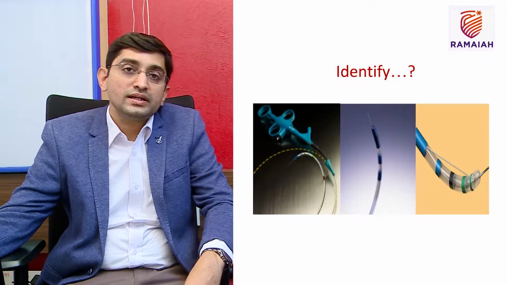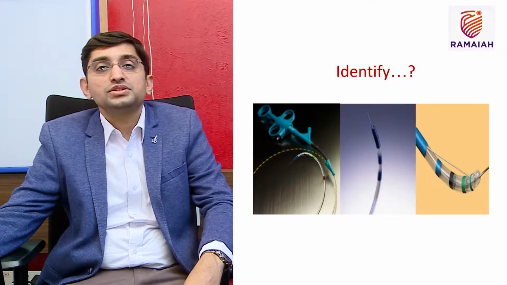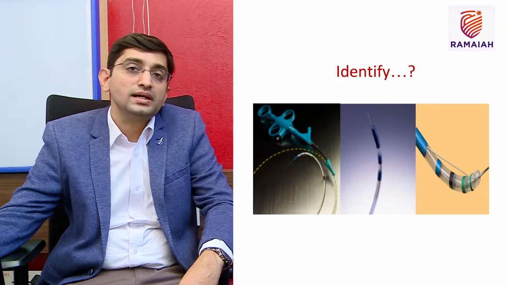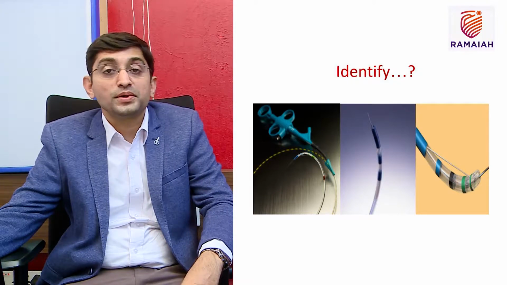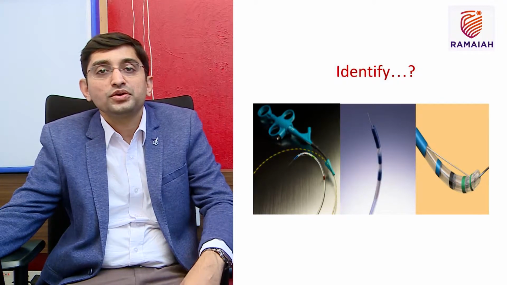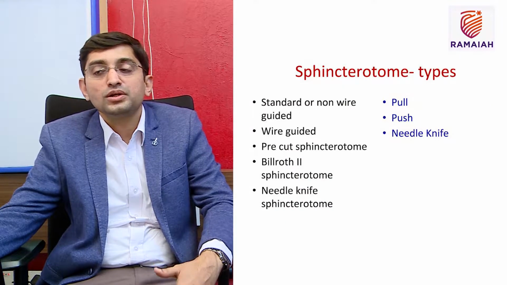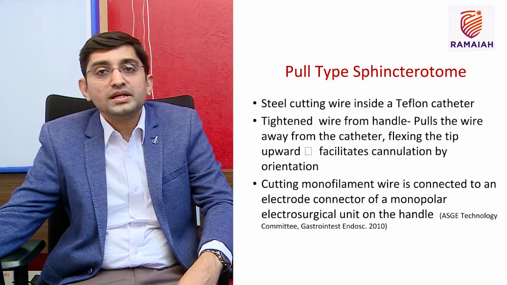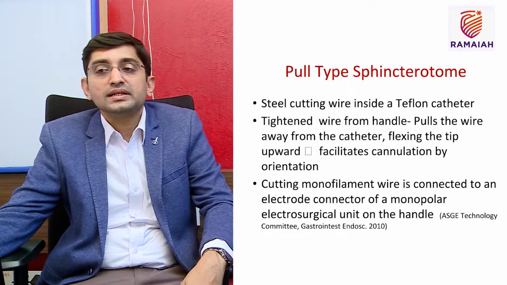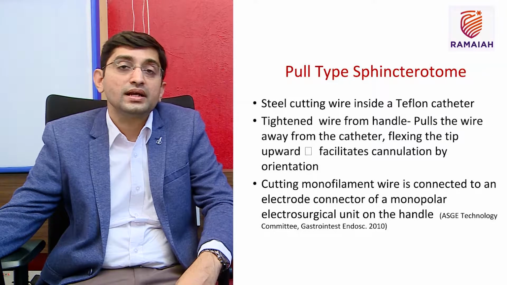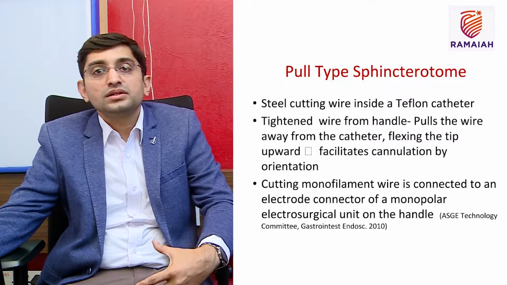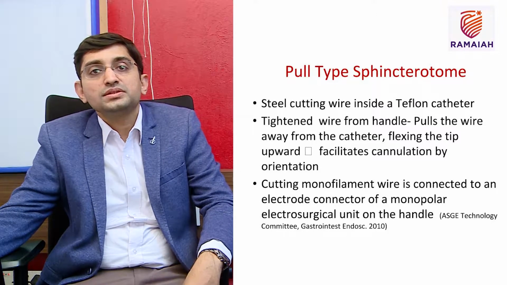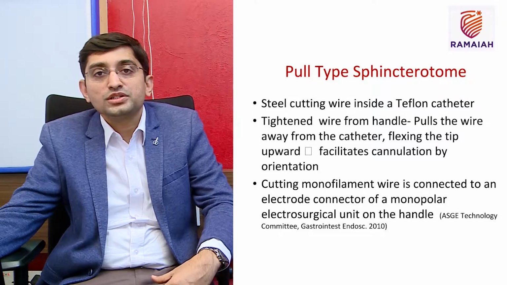Whenever we deal with sphincterotomy, the accessory that is used through the ERCP scope is basically the sphincterotome. There are different types: either pull or push, or what is called a needle knife. Pull or push sphincterotomes basically have a steel cutting wire at the end of a Teflon catheter. The control of the cutting wire is by a handle at the proximal end of the accessory.